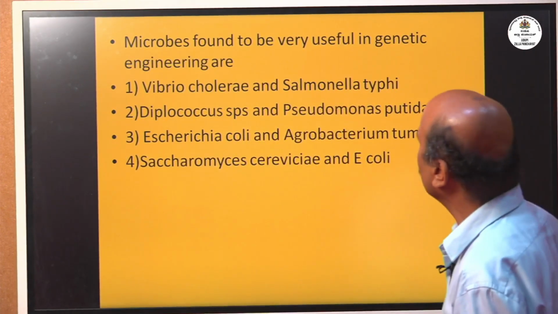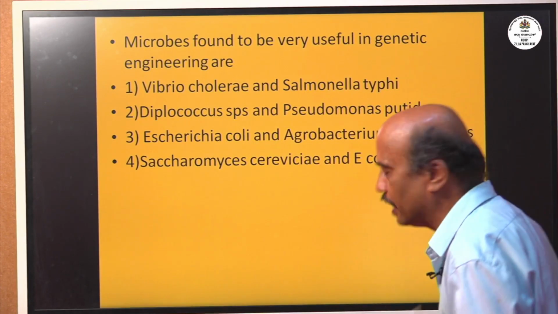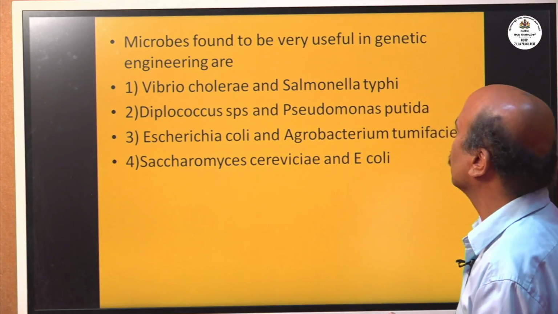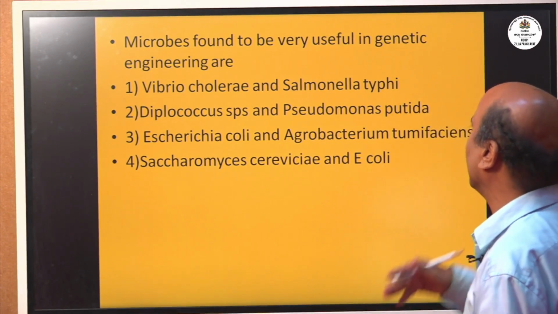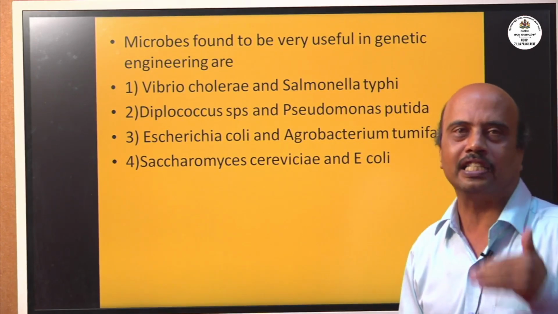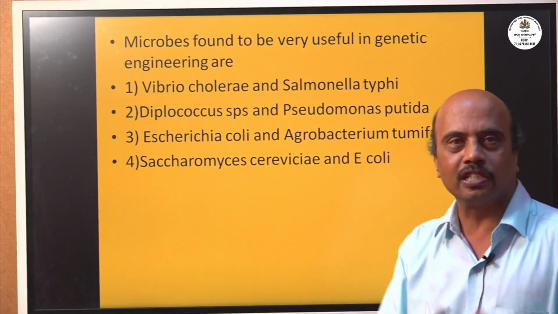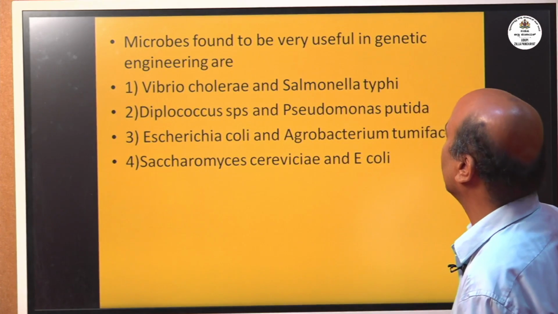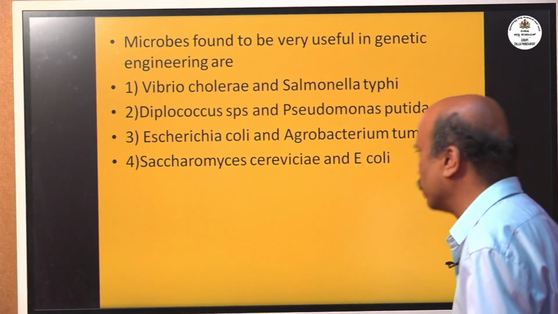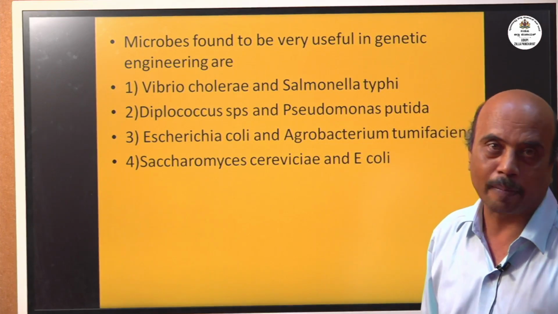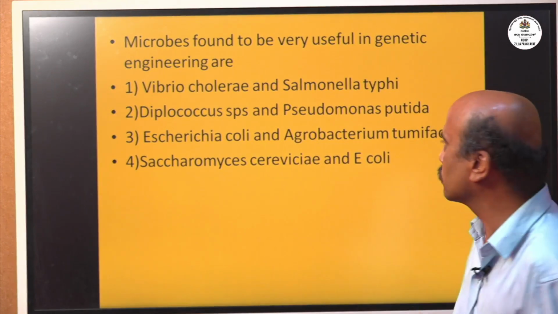Microbes found to be very useful in genetic engineering are: now some microbes are very useful. Option 1, Vibrio cholerae and Salmonella typhi. Vibrio cholerae is a pathogenic organism that causes cholera. Salmonella typhi causes typhoid. It's not used. Diplococcus species and Pseudomonas putida. Diplococcus causes pneumonia, related to Streptococcus.